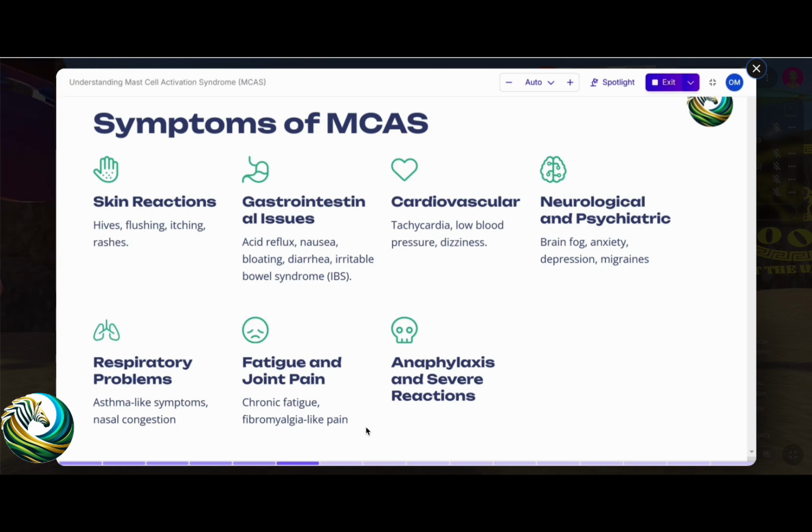We have lots of misdiagnoses, where sometimes you go and you're told you have anxiety and depression. But anxiety and depression don't happen in a vacuum, without any other things. Sometimes they are a symptom of a bigger issue. And so we always need to try to find the root cause and not try only to deal with the symptoms. So respiratory problems, like asthma-like symptoms or nasal congestion, fatigue and joint pain. It's like chronic fatigue and fibromyalgia-like pain.